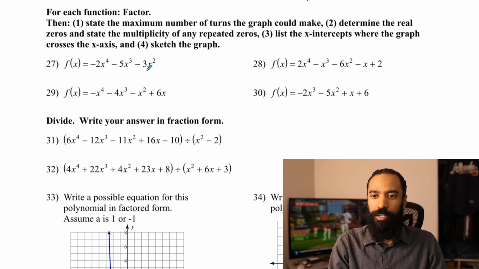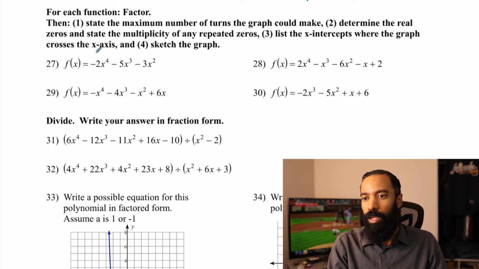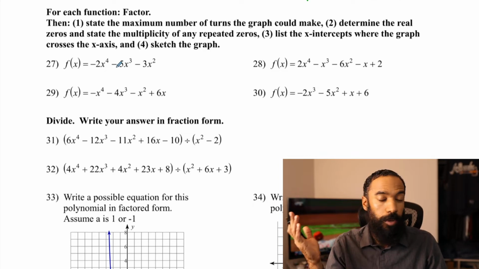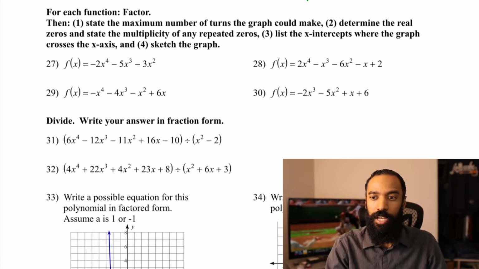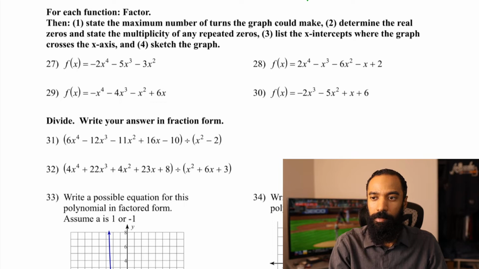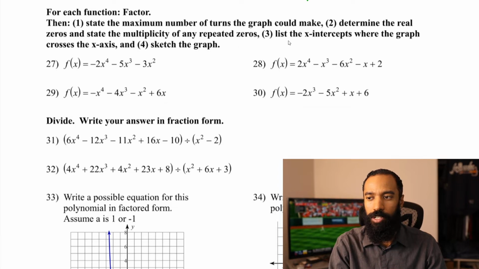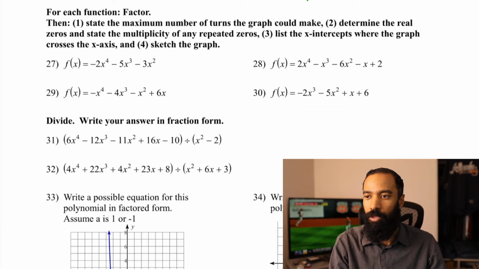All right, for each function, factor. Okay, so they're asking us to factor and they give us no room. So I'm going to have to do one problem at a time, guys, and erase it each time, because otherwise I'm not going to have any room on this. So you're going to have to accept that you have to rewind to find those actual questions here. And I'm going to white out all the other stuff here.